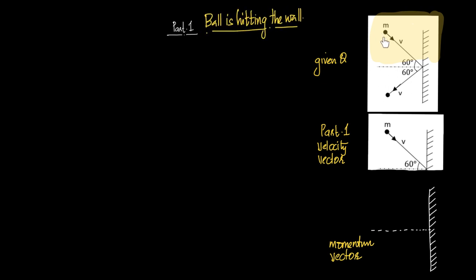Now when the ball is hitting the wall, it is hitting with a velocity v at an angle 60 degrees. So the given diagram represents a ball with mass m hitting the wall with velocity v at an angle 60 degrees. We are supposed to find the momentum vector, but we've been given the velocity here. What we need to understand is the direction of the momentum vector is the same as the direction of the velocity vector, which means this represents the direction of the momentum vector, in this case the initial vector pi. That's the primary concept here.